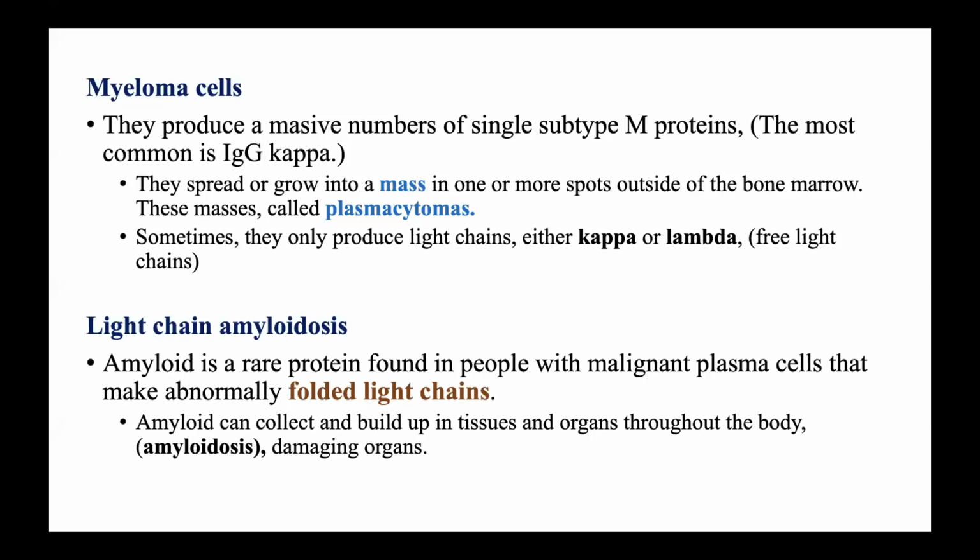Now, a condition sets in we call light chain amyloidosis, whereby the light chains are abnormally folded, and therefore they are not able to be filtered through the kidneys, and they end up causing end organ damage, a condition we call amyloidosis.